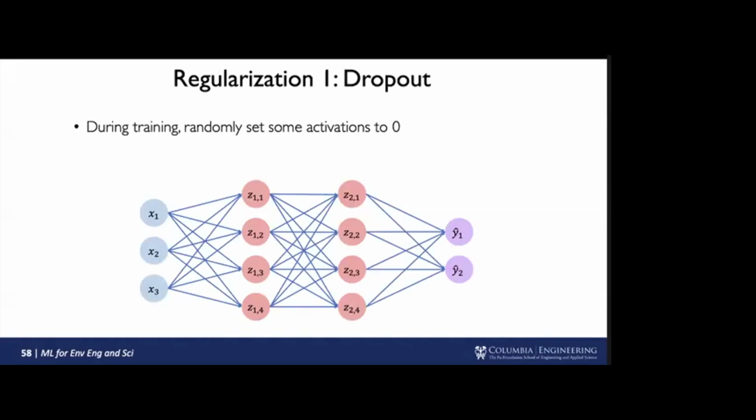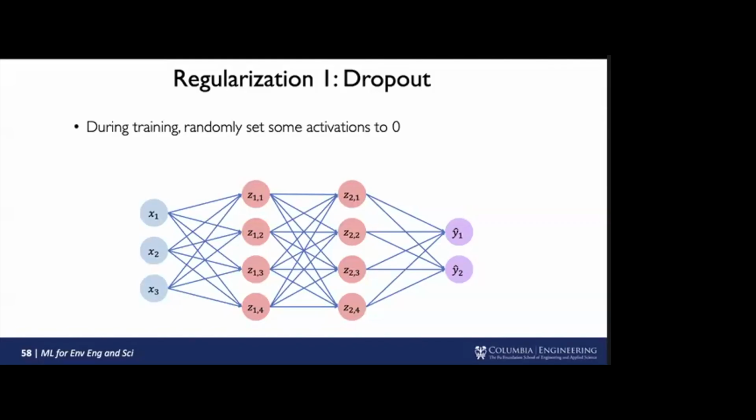So the first one is dropout. It's a simple and effective regularization method. By its name, just drop it out, right? During training, we randomly set some neuron activations to 0. This means that in each training step, the network sees a slightly different architecture. As a result, the network cannot rely too heavily on any single neuron. It is forced to learn more robust distributed representations.